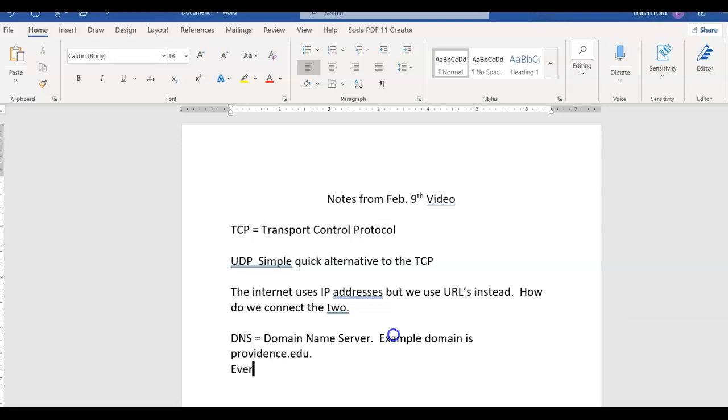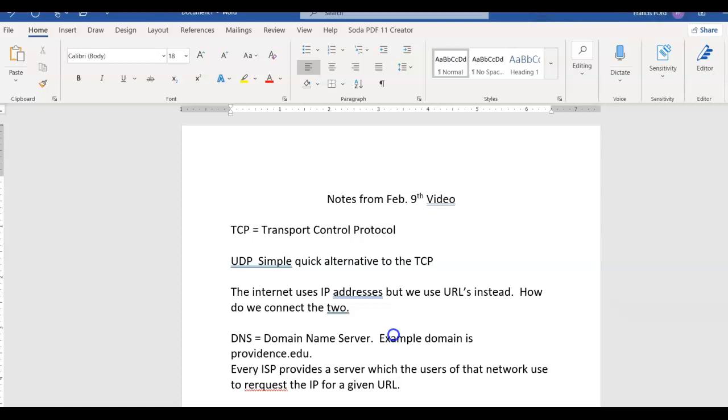Every ISP provides a server which the users of that network use to request the IP for a given URL.